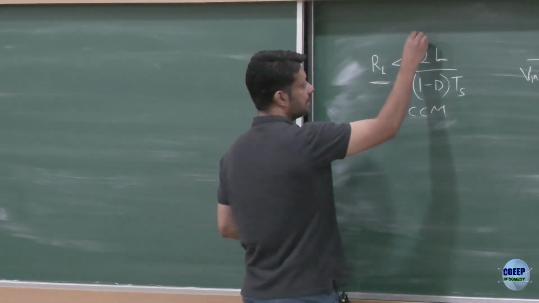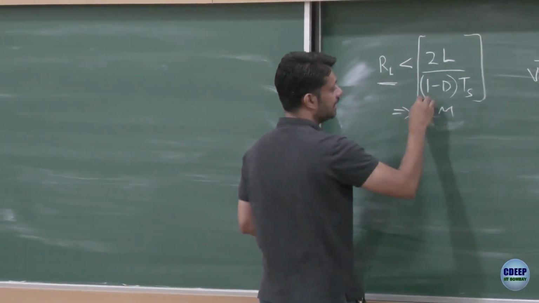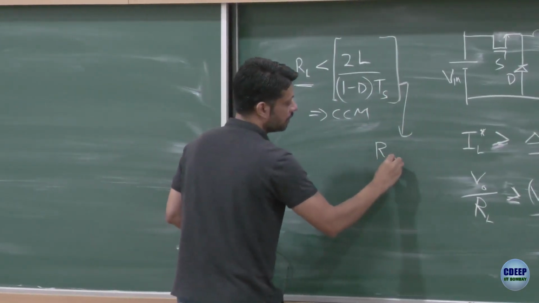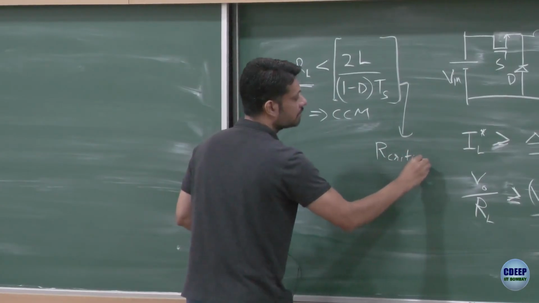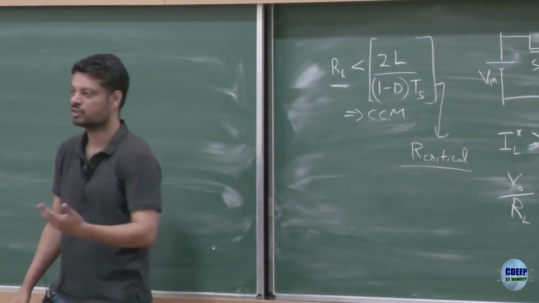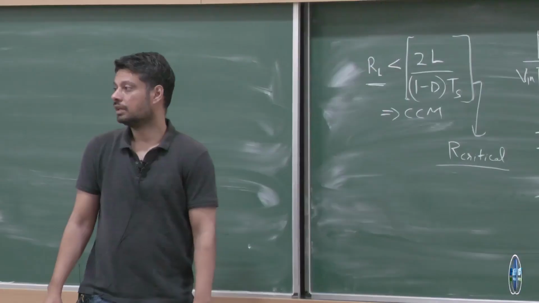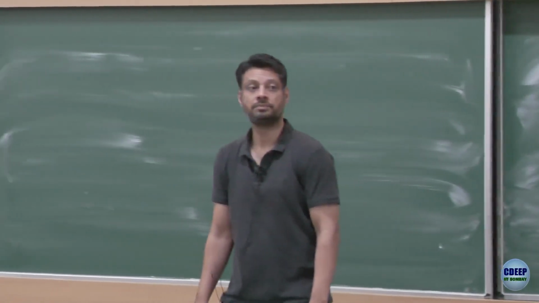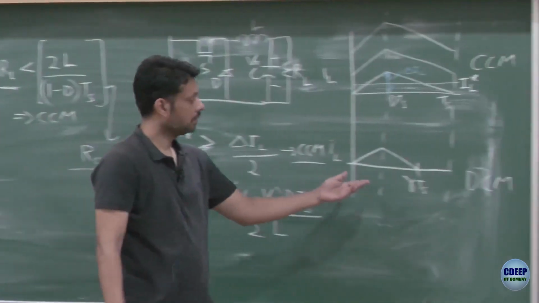We also call this right hand side expression the critical resistance, right. So this we can call R critical, which means that if your resistance is less than the critical resistance, you are in continuous conduction mode. Is that okay? Any questions? Alright. Now let us go.